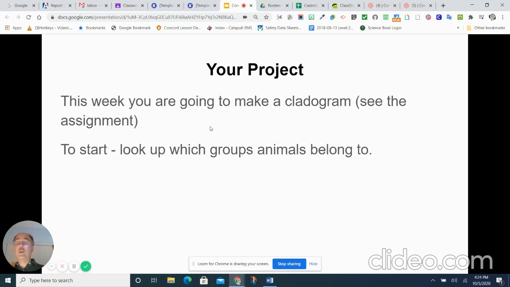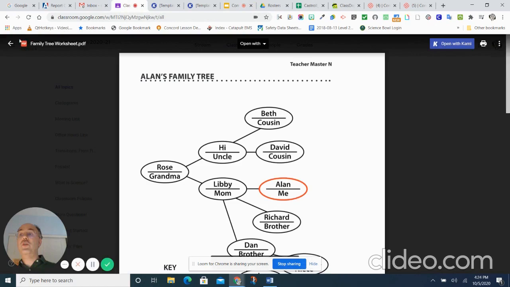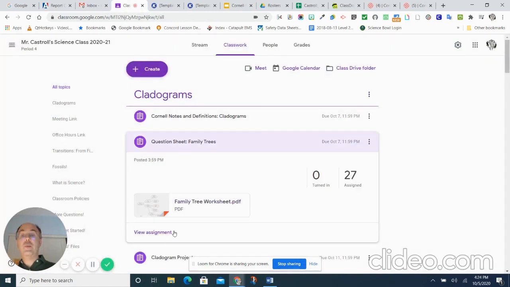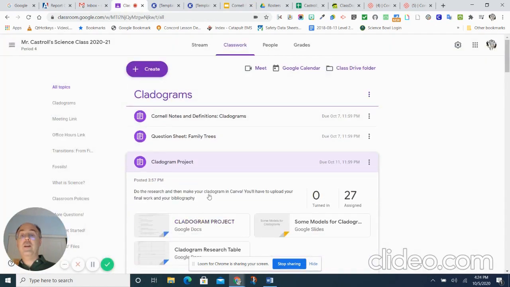Okay, so what you're going to do this week is you're going to make your own cladogram. We're going to talk more in detail about cladograms on Thursdays. You can do it, but right now I just want you to look up which groups animals belong to. And there's a way to do that. Once again, you want to go to your Google Classroom. You'll see there's a project sheet here, and there's project instructions I want you to read.